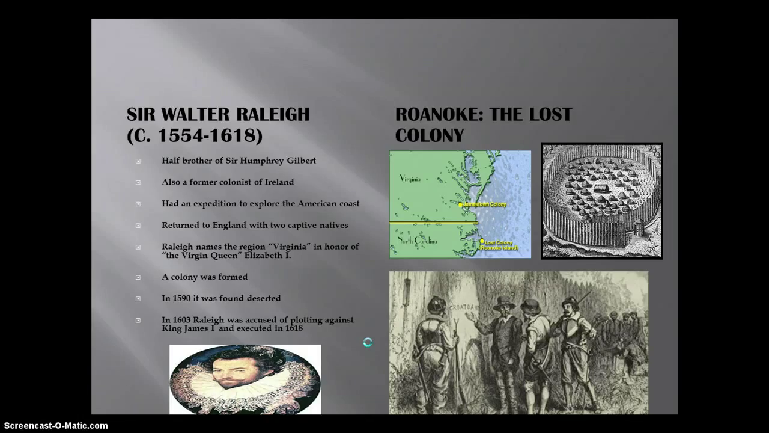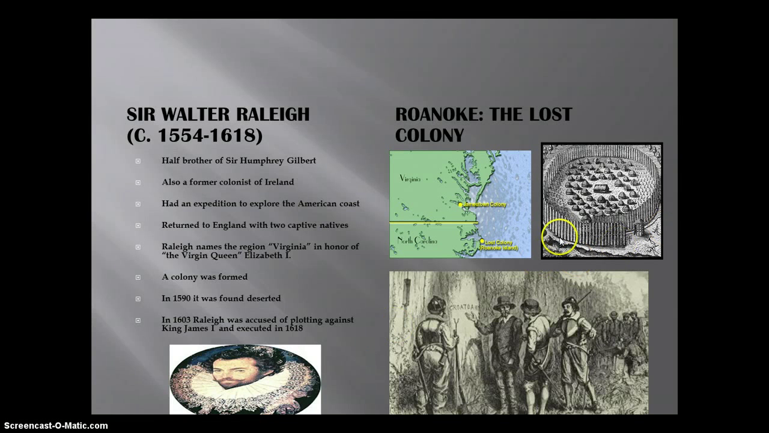Okay, so essentially then he names the region Virginia in honor of the Virgin Queen, Elizabeth I. Okay, and that's where the term Virginia comes from. A colony was formed, and then in the 16th century it was found deserted. In 1603, Raleigh was accused of plotting against King James I and executed. That was that with him.